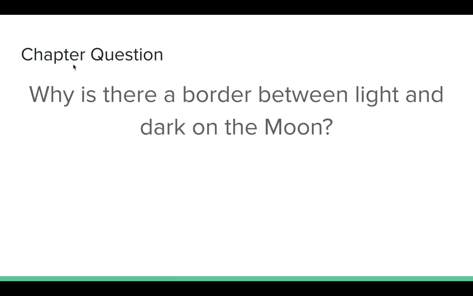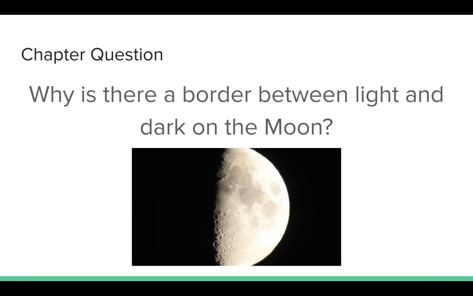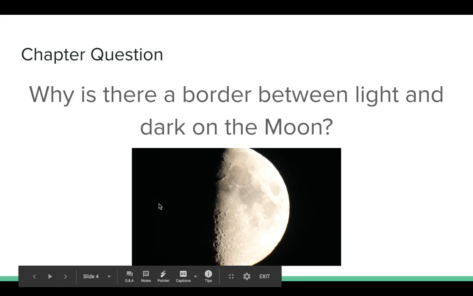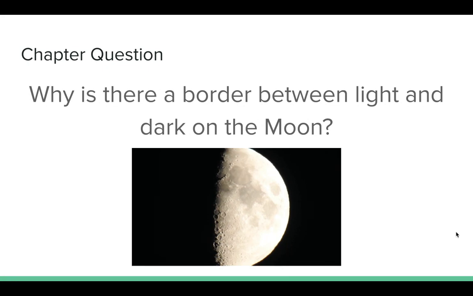The chapter question: we are in chapter 1, and there are, I believe, 4 chapters to this unit. Yes, there are. So this chapter, we're trying to answer the question, why is there a border between light and dark on the moon? I found this picture because it's a photo of the moon, and you can see the border is something that separates two things. So why is there a separation between light and dark on the moon? What is causing that? That's what we're going to be answering.